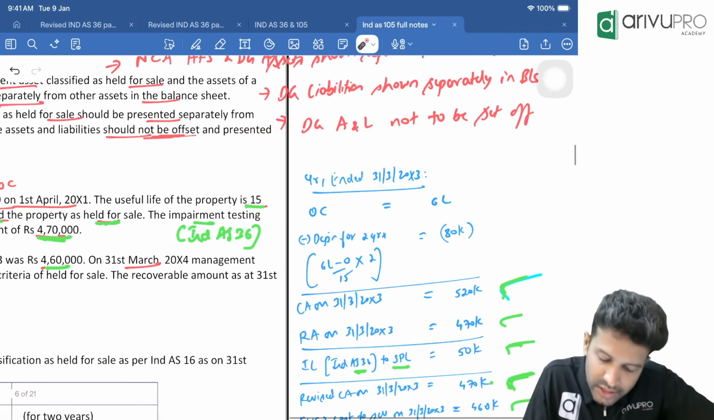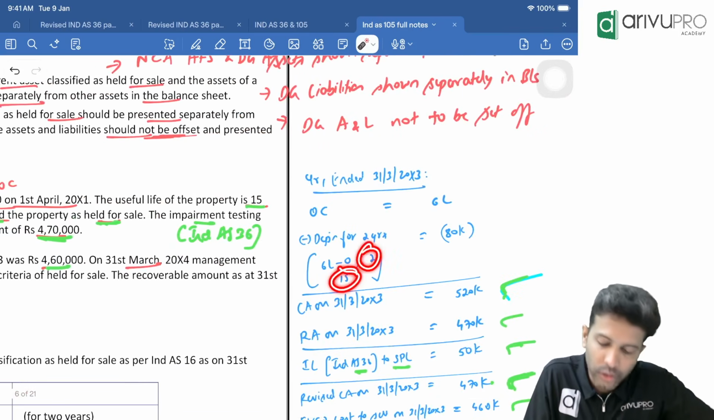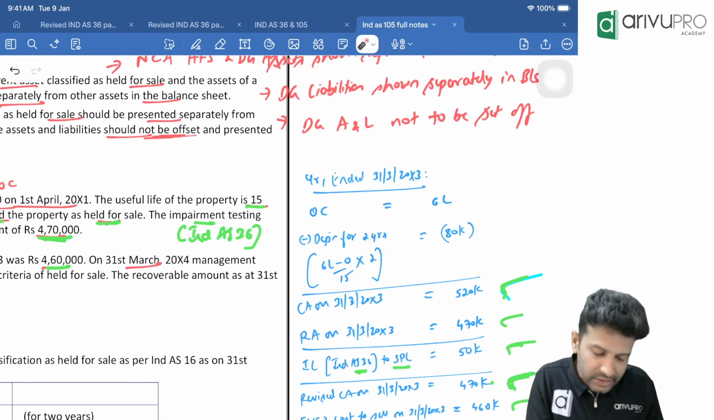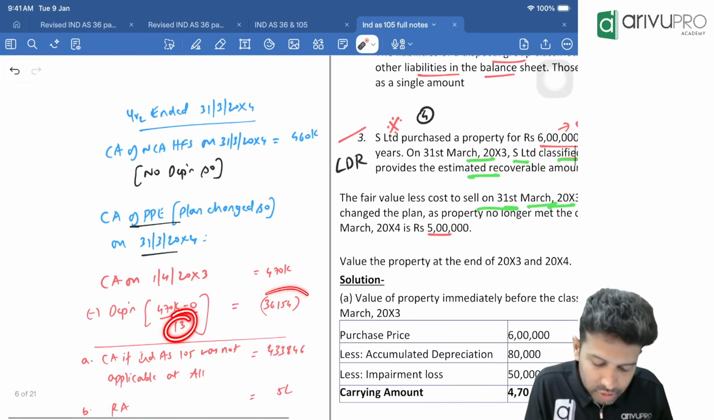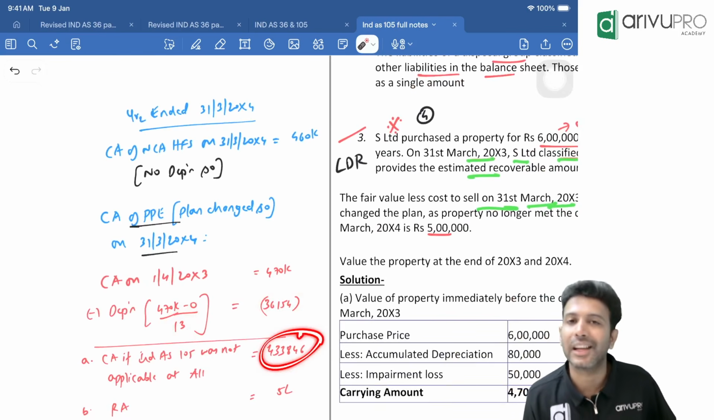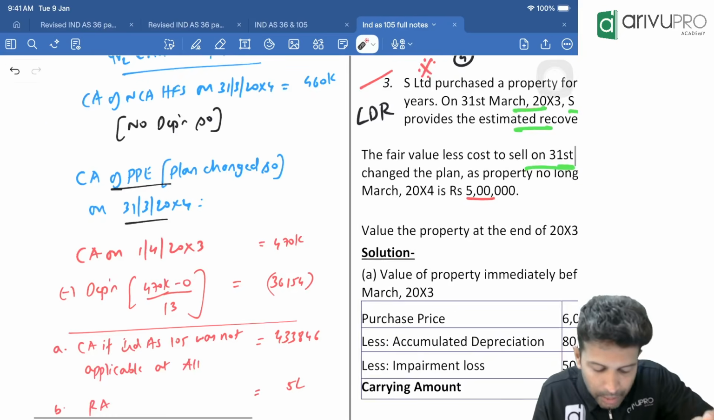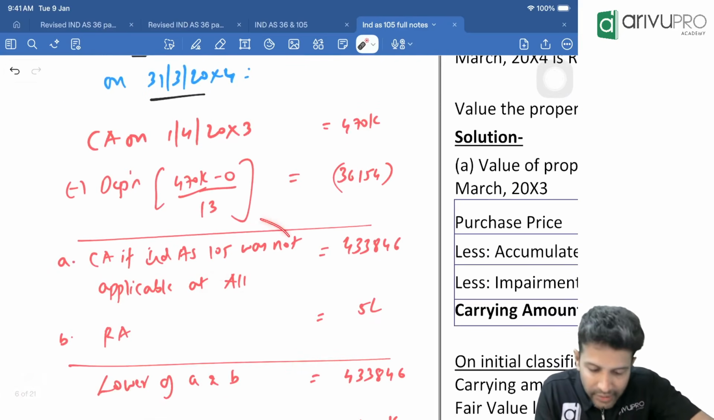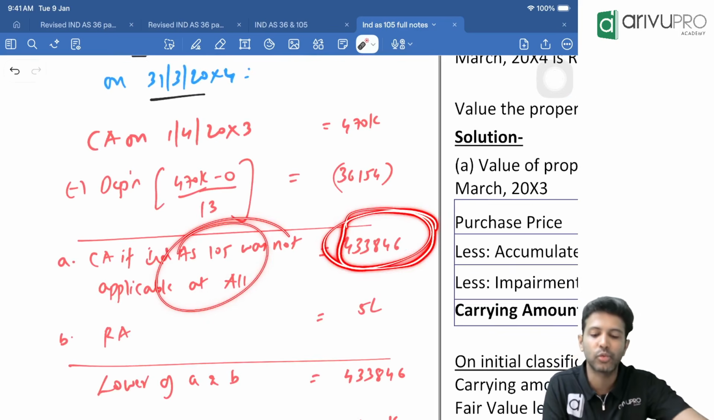Sir, when you bought the asset, 15 years was the life. 2 years is already over. So life remaining is what? 13 years. So divided by 13. This is your depreciation. So after depreciation, this would be the carrying amount. Now this would be the carrying amount if Ind AS 105 was not applicable at all.